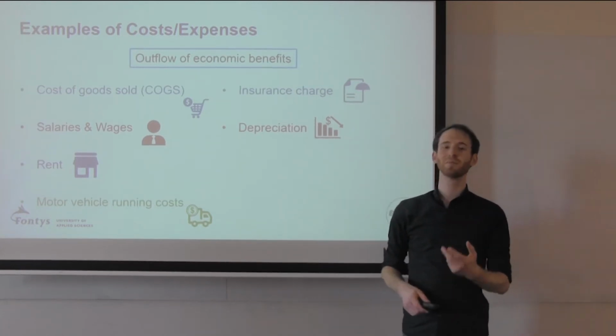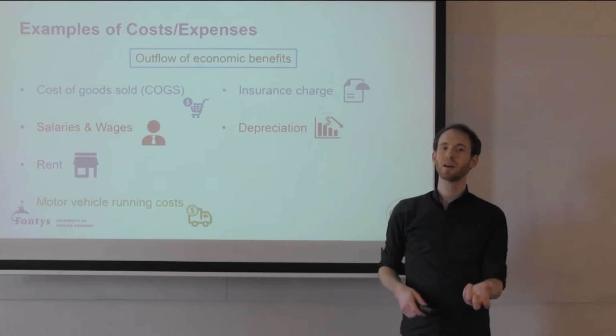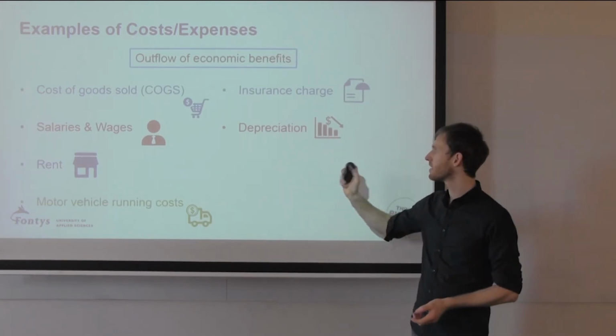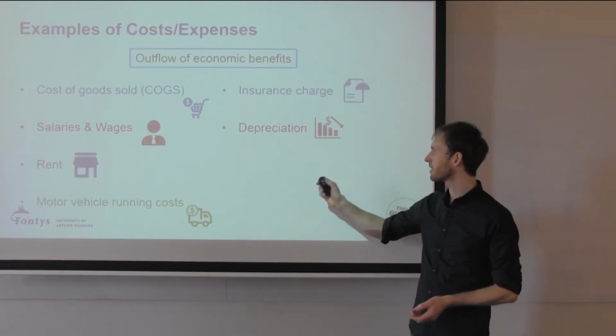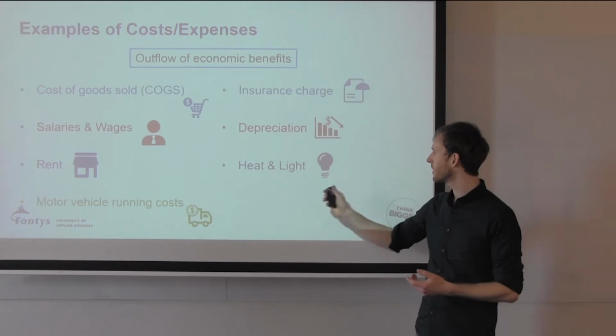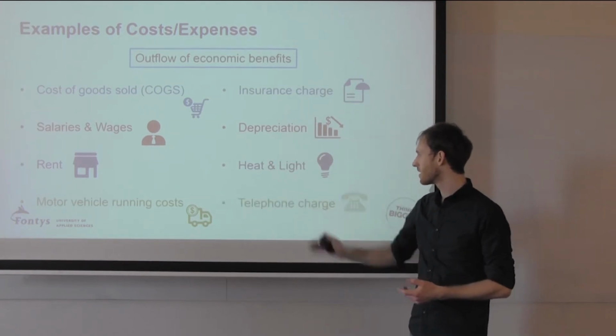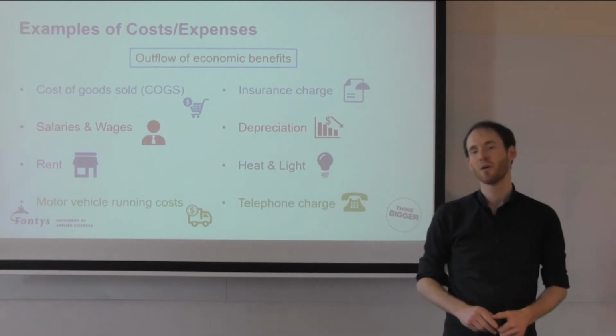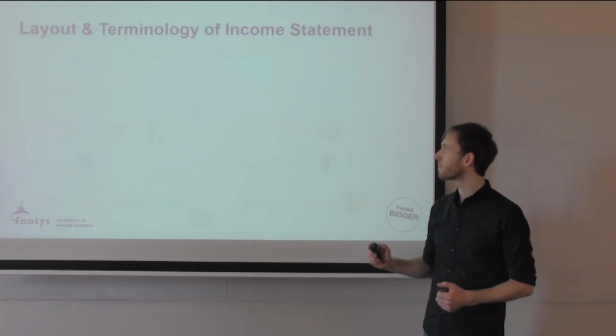Because if something loses value, you have to classify that as an expense. But we'll come to that later at the end of the second part of the lecture. Heat and light of your offices might be another form of expense, telephone costs and whatever. So that's just a first idea for you of what costs could be.